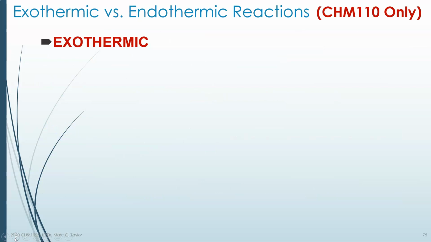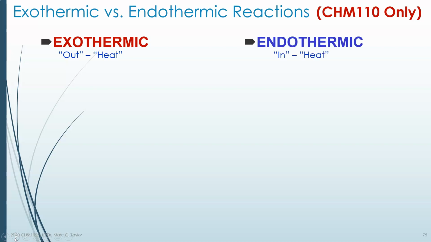All right, so there are two basic kinds of chemical reactions we're going to talk about. Exothermic and endothermic. The word exothermic literally means heat is going out. Thermic means heat. Exo means out. You can think of it as exiting. The heat is going out of a chemical reaction. And the other type is endothermic. You can think of it as heat is going into this chemical reaction. In other words, heat is being absorbed in the reaction.